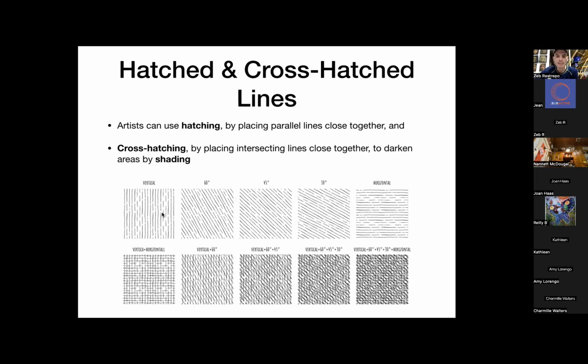If we want something to be lighter, we only use implied lines, what you call, for the most part, lines that are not really there, but you connect them with the eye because they are adjacent to each other.